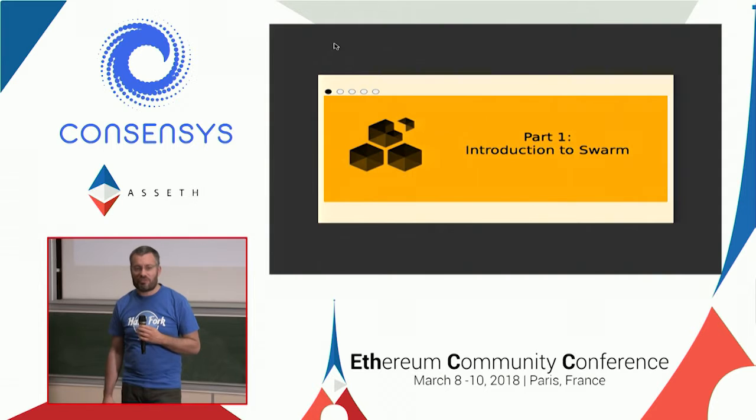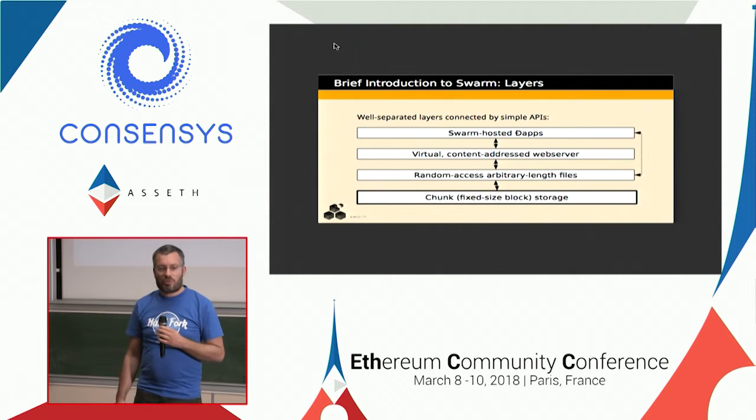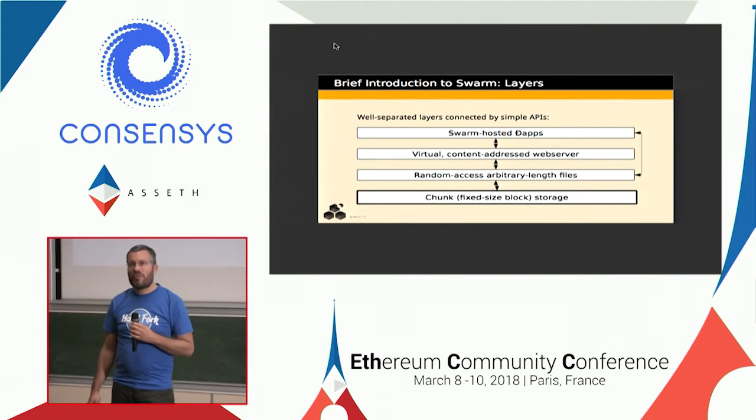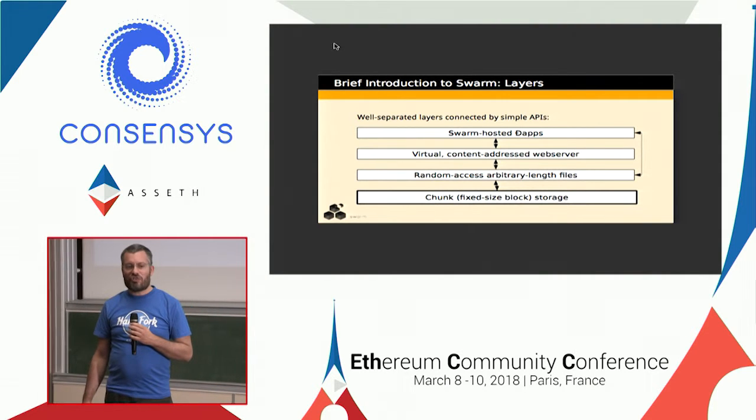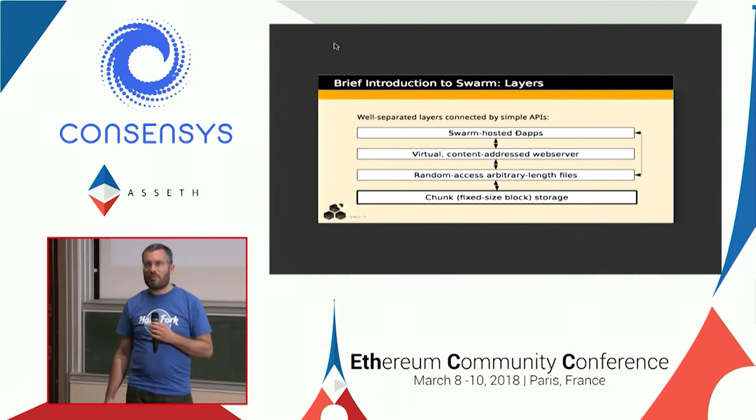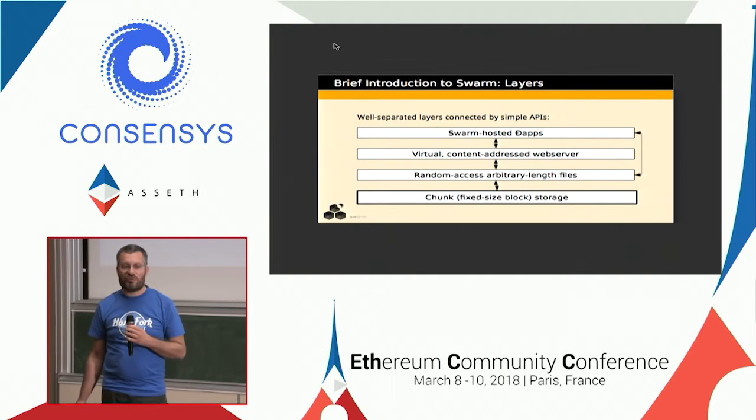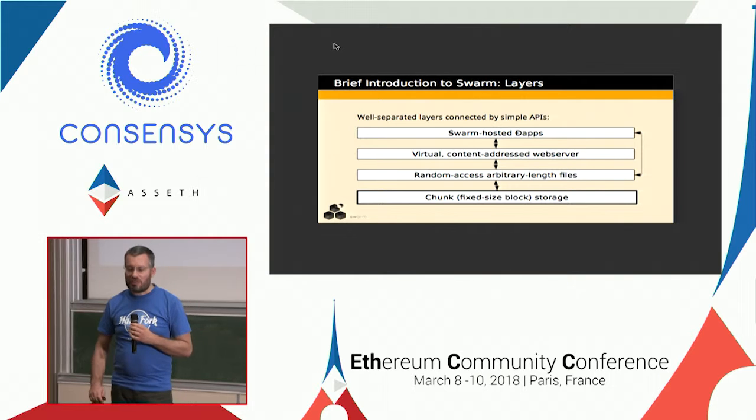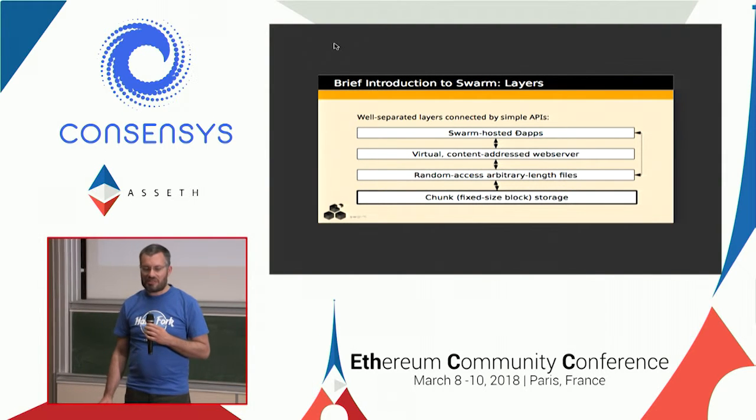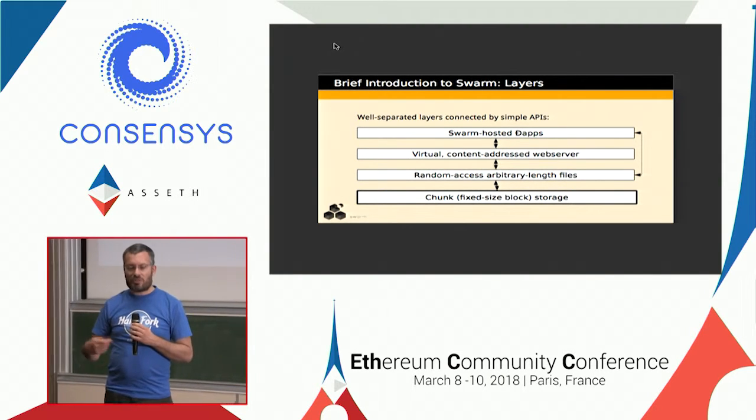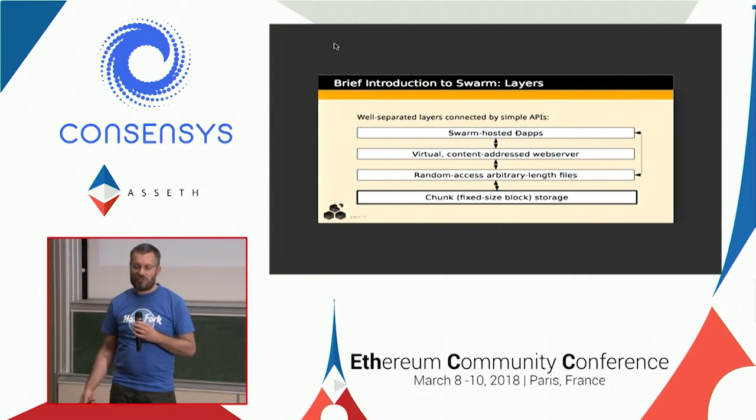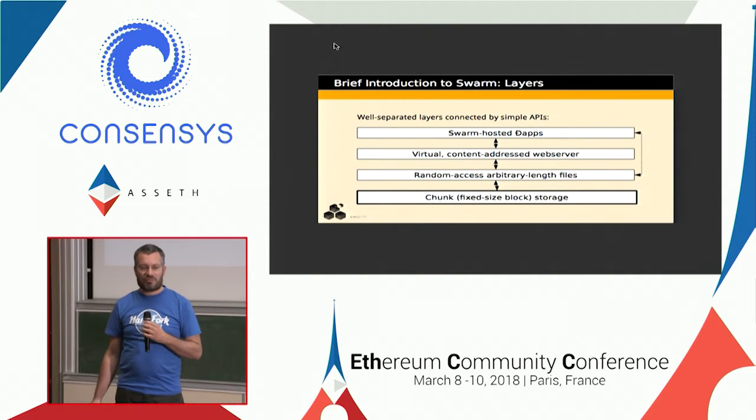So first, a brief introduction. Swarm consists of these 4 layers. At the bottom is a layer where we have chunks of data, each of them at most 4 kilobytes in size. So they're fairly small, fixed-size chunks of data. And the network only knows about this layer. So when Swarm nodes communicate with each other, all the communication happens in reference to these little chunks.